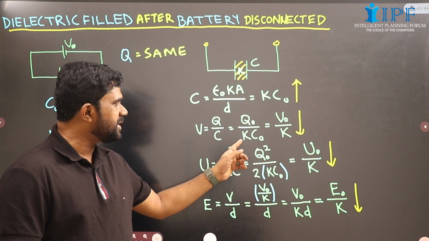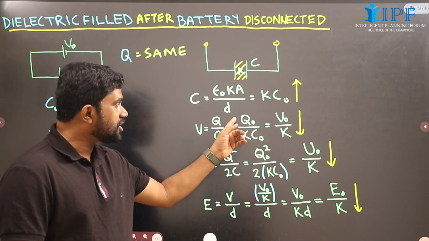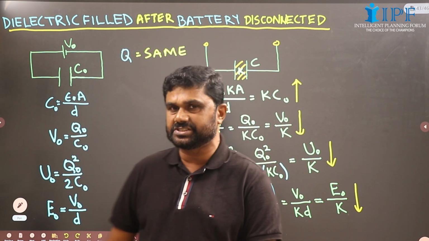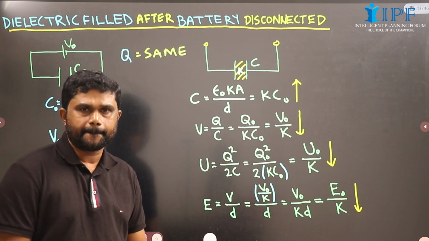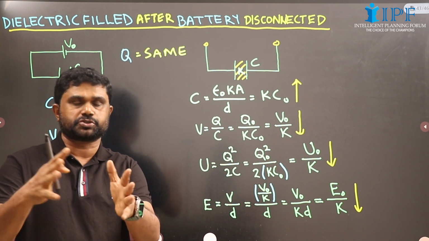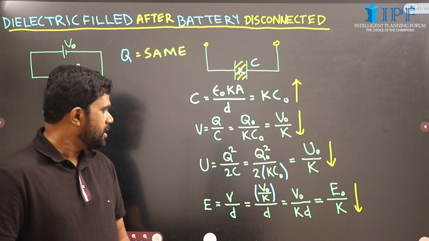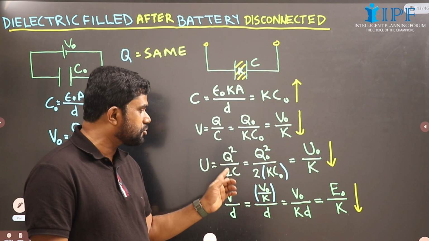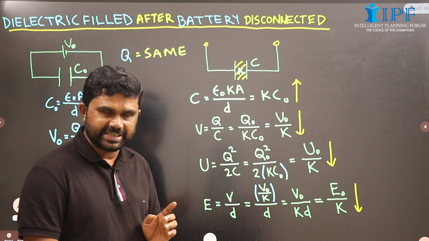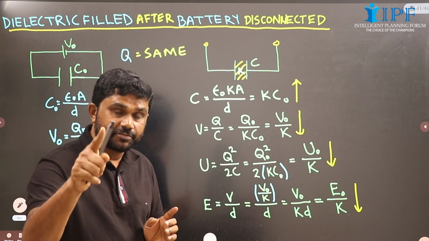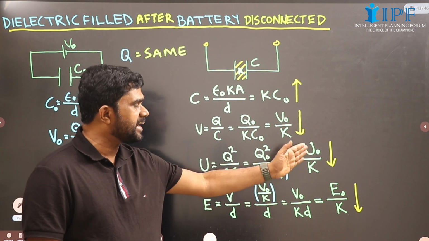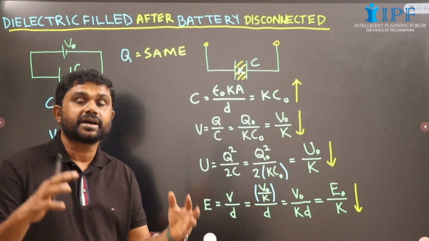So C can be replaced by KC0, in which Q0 by C0 can be written as V0. So we will get V0 by K, which means the potential difference between the plates of the capacitor is reduced by a factor K. Now the energy stored in the capacitor is Q square over 2C. The Q remains the same as before, that is Q0 itself, but the capacitance, earlier C0, is now KC0. So the energy stored in the capacitor will be U0 by K, again reduced by a factor of K.